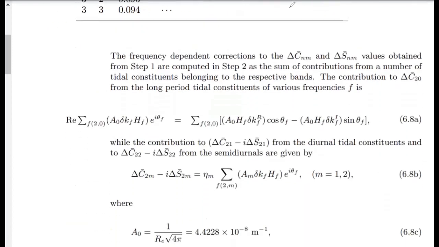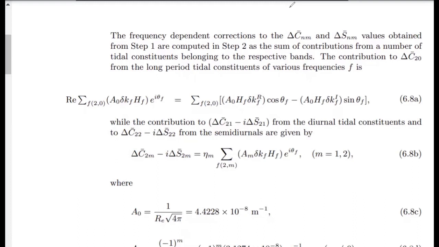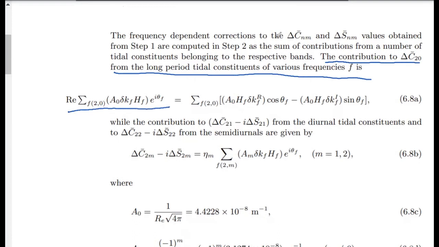And then we have other frequency dependent coefficients, corrections. Frequency dependent coefficients depend on the type of the tide. How do we do that? The contribution to the degree 2 is here. It is a long periodic signal, so this is the real part of this term.